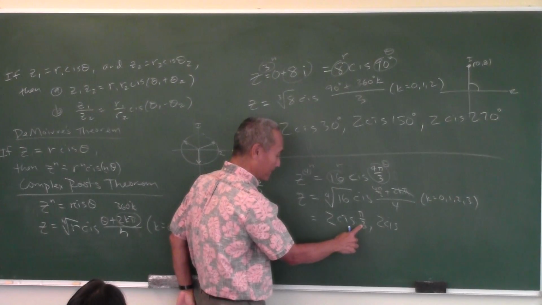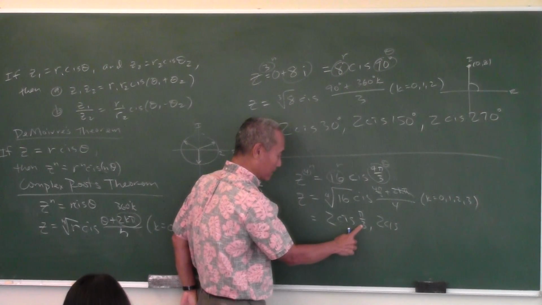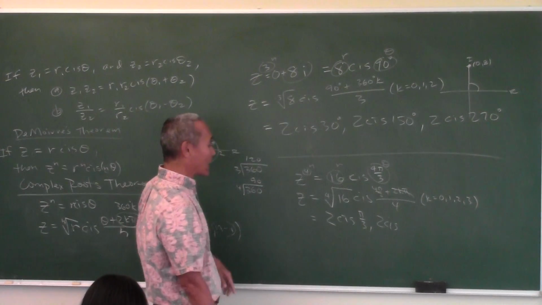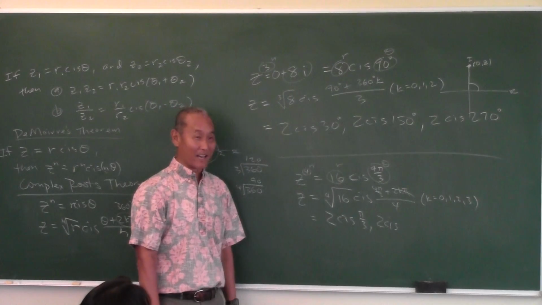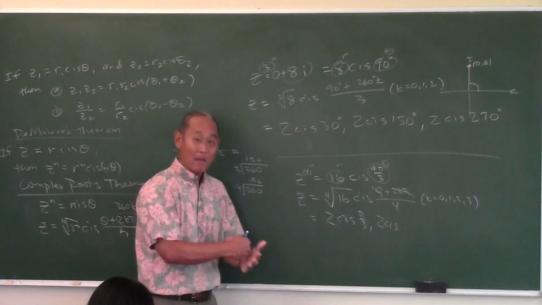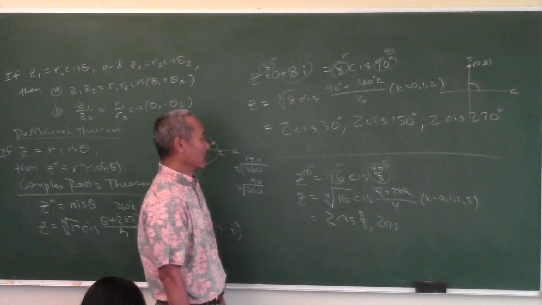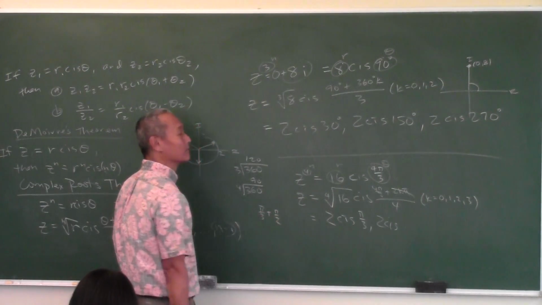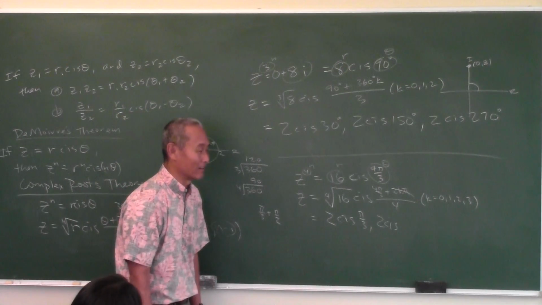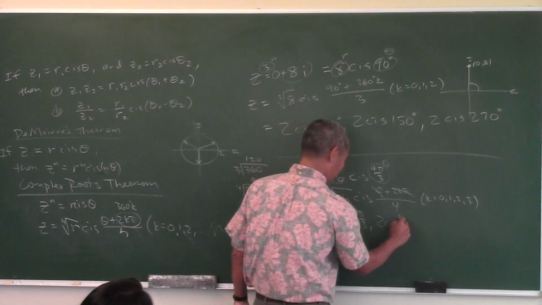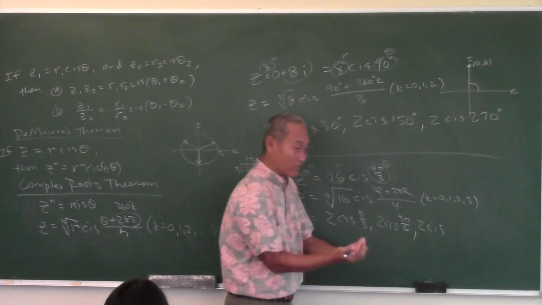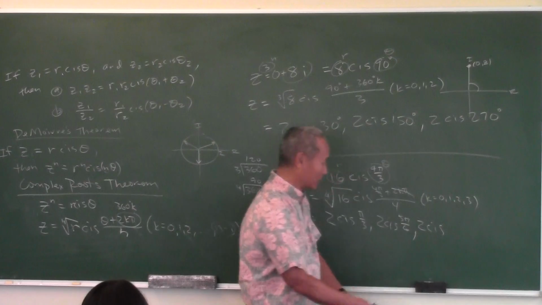Add pi over 2 to this. Maybe you guys should change it to degrees and just keep adding 90 there. Wait, I'm so confused. What is pi over 3 plus pi over 2? Okay, pi over 3 plus pi over 2. Make the least common denominator 6. Thank you, 5 pi over 6. Man, I'm dumb. Okay, the next answer, add another pi over 2.